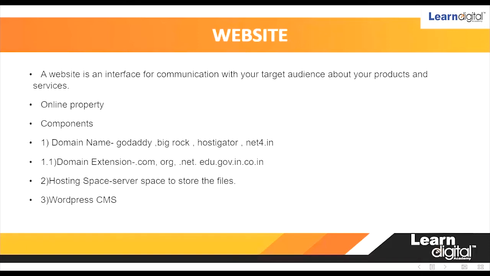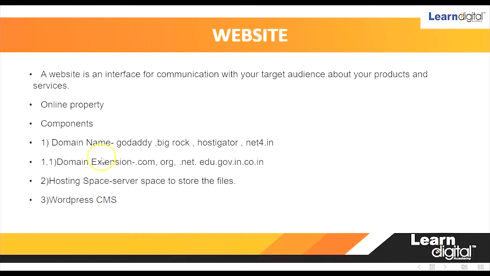Next, a website is an interface for communication with your target audience about your product and services. If anyone visits any website, we can see the particular information related to the particular product or services, and information about that particular business as well. So a website is an online property, just like our property. It is an online property and components.